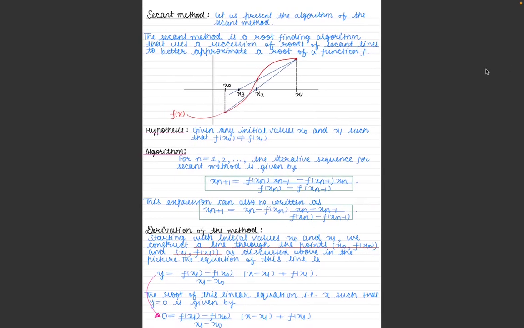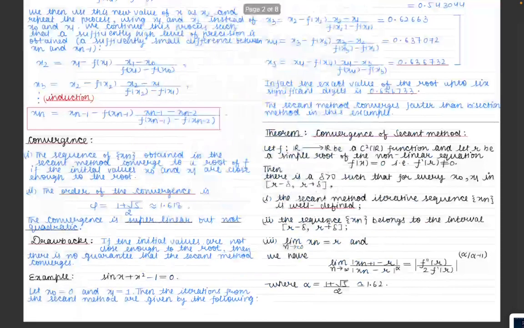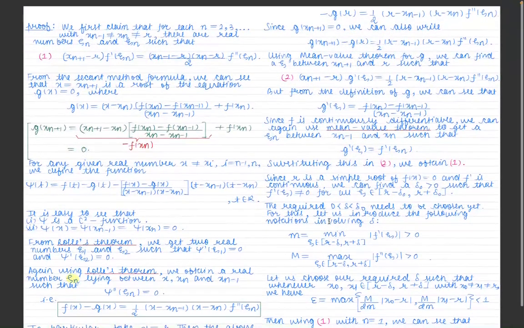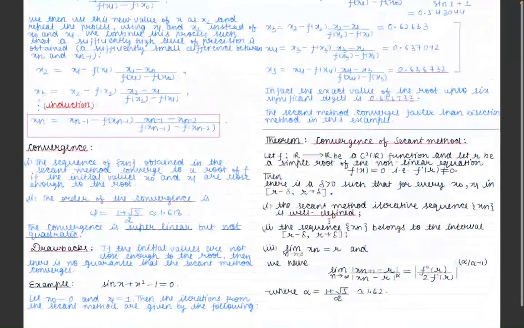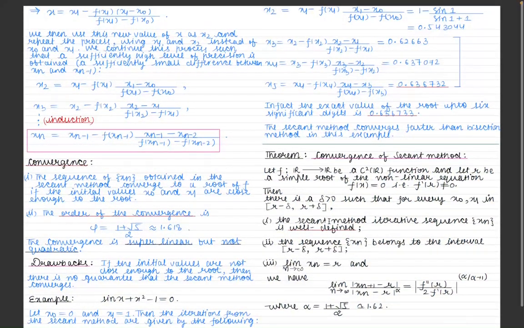We saw some drawbacks. The drawback is that if the initial values are not close enough to the root, then there is no guarantee that the secant method converges. We saw one example, sin x plus x square minus 1. How does it work? Like just the implementation of the formulas.